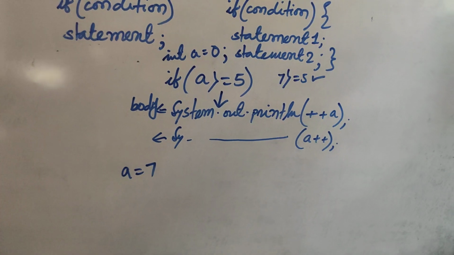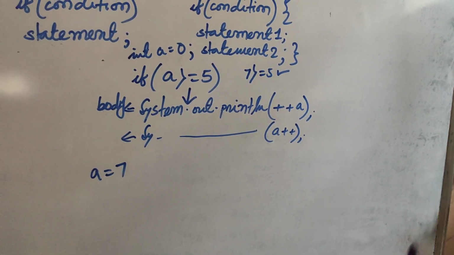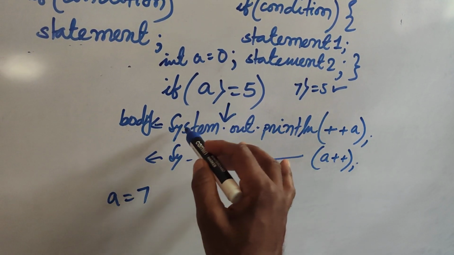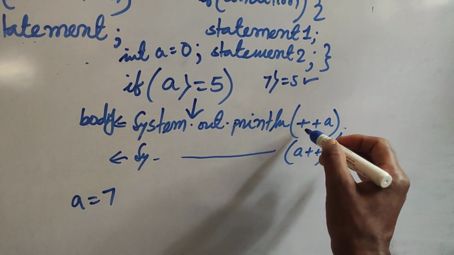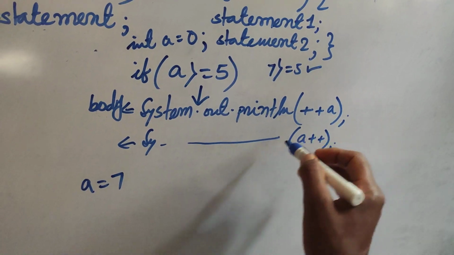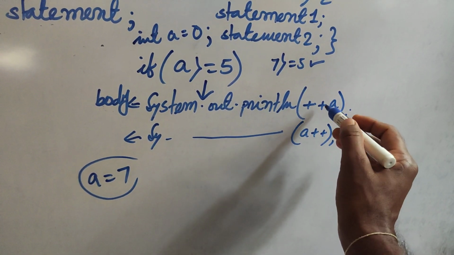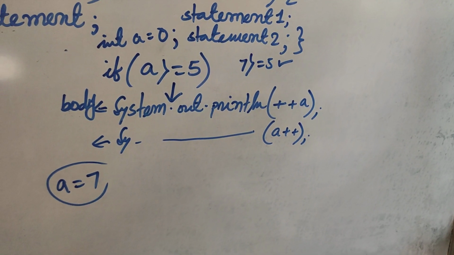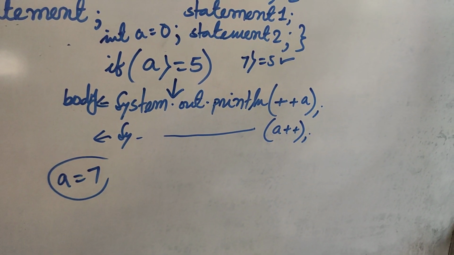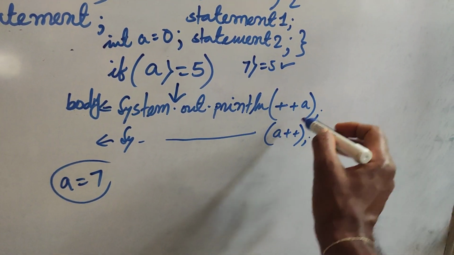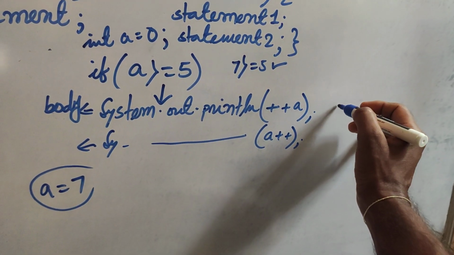See, now it is true. 7 greater than or equal to 5, this is also true. True means it came here. The computer will read the body. Plus plus a. So what is the value of a? I am taking a as 7. Plus plus a, so this is a unary operator. Okay, prefix. First the computer changes and displays the result. 7 plus 1, 8 will come.